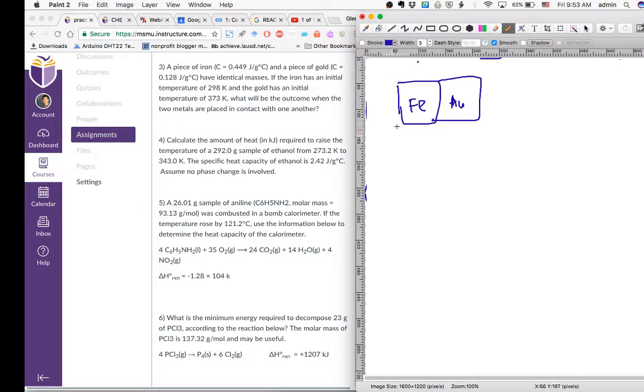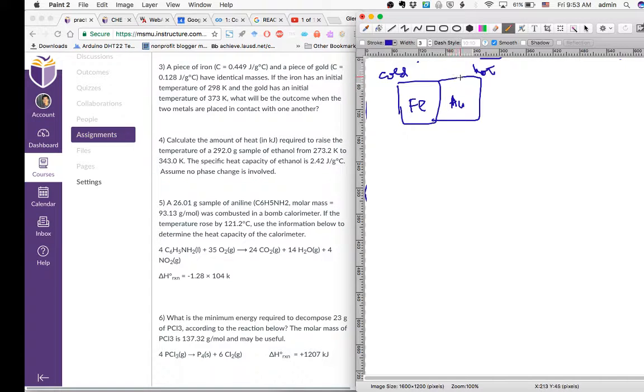Hi, folks. Here we have a block of iron and a block of gold in contact with each other. The iron is cold, the gold is hot, and the iron and the gold are the same mass. When they're in contact with each other, of course, the gold is going to cool off because of the iron, and the iron is going to warm up because of the gold.